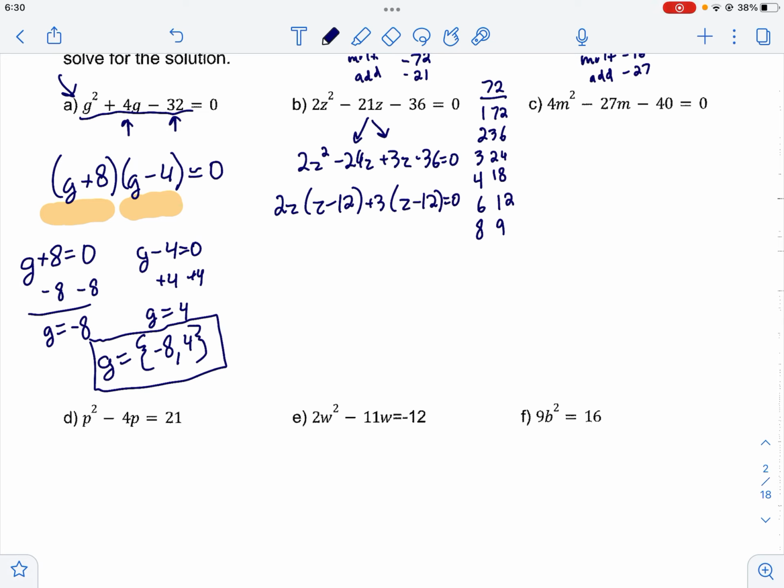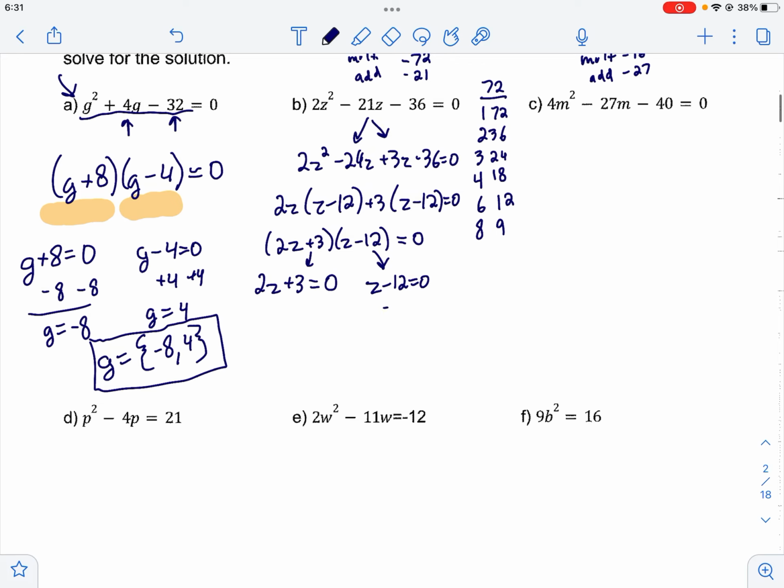All right, so from there we can create our two factors, which are 2z plus 3 and z minus 12. Again, all equal to 0. Once you've created your two factors, we'll set them equal to 0. So we have 2z plus 3 equals 0. That's one factor. My other factor, z minus 12, equal to 0.